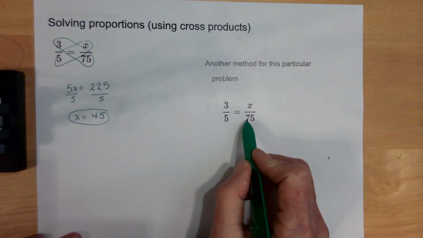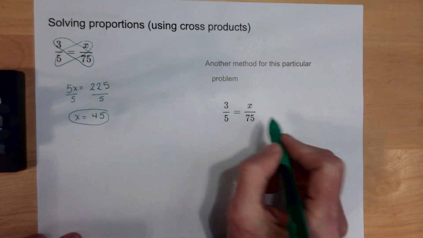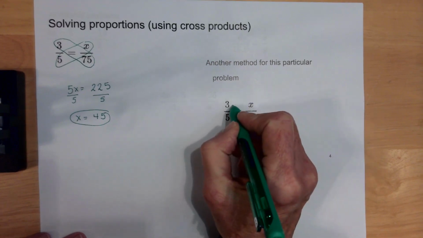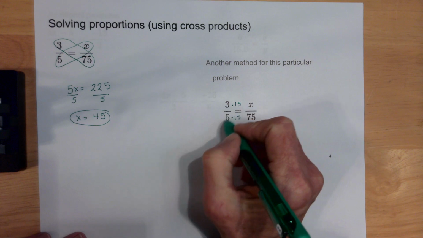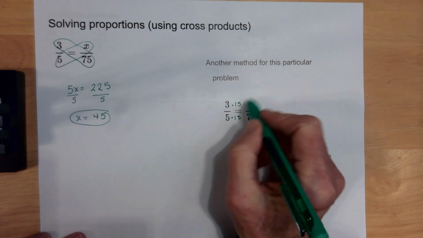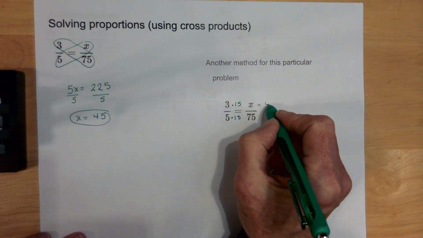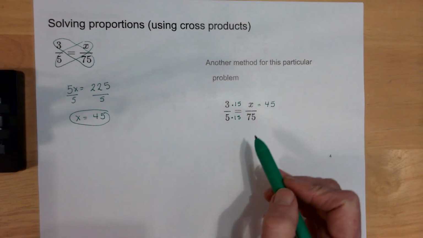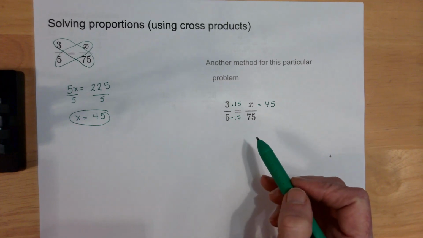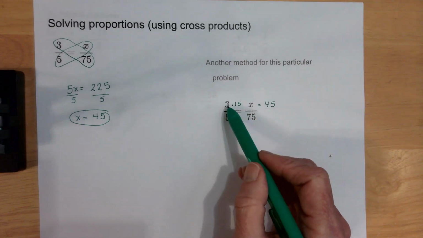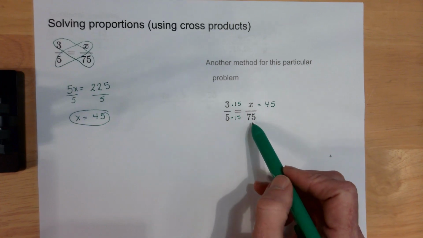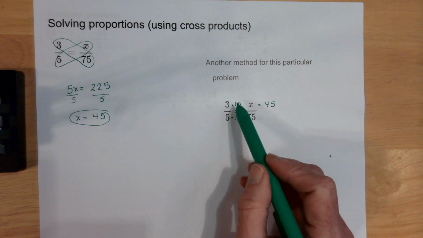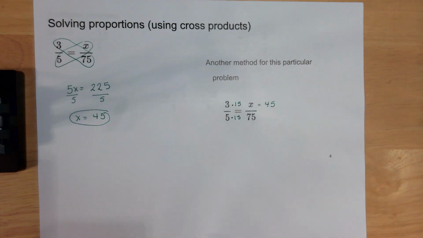On this particular problem, it can be done a different way. I can say 5 goes into 75 how many times, and it's going to go 15 times. So if I multiply the top and the bottom of this fraction by 15, it tells me x would have to be equal to 45. It's like renaming a fraction with a common denominator. If I wanted to rename 3/15 into something over 75, I would say, what times 5 is equal to 75? And I would have to multiply the top and the bottom by that.